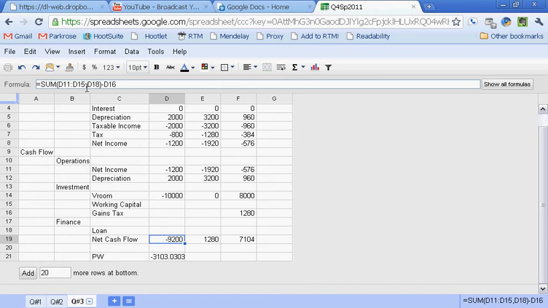So when we calculate our net cash flows, which is just the sum of all those things in the cash flow statement, remembering that there's the opposite sign convention on the gains tax, we find in the first year we have a net cash outflow of $9,200. Then, because of the tax savings from depreciation, we have a net cash inflow of $2,800. And then the year that we sell it, we have a net cash inflow of $7,104 coming back in. And that's even taking into account this gains tax that we had to pay because we sold the asset for more than its book value.